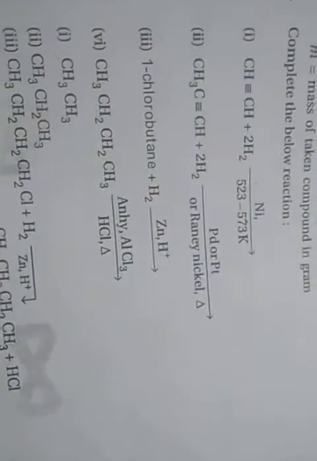CH triple bond CH plus hydrogenation in the presence of nickel at 523 to 573 Kelvin. Which product is formed? See, the triple bond breaks and hydrogen is attached on both sides. The first bond breaks, so one hydrogen is attached, the second bond breaks, so two hydrogens are attached. So the triple bond converts into a single bond and two hydrogens are attached on each side.